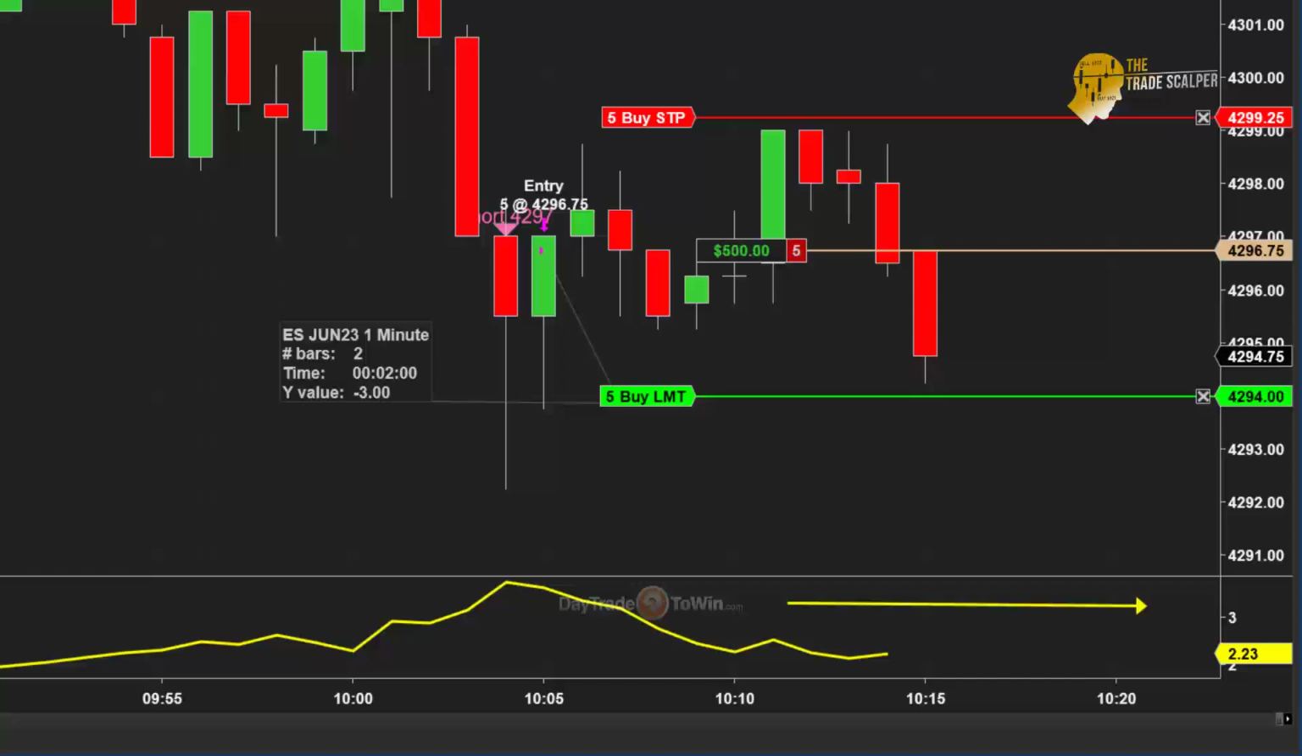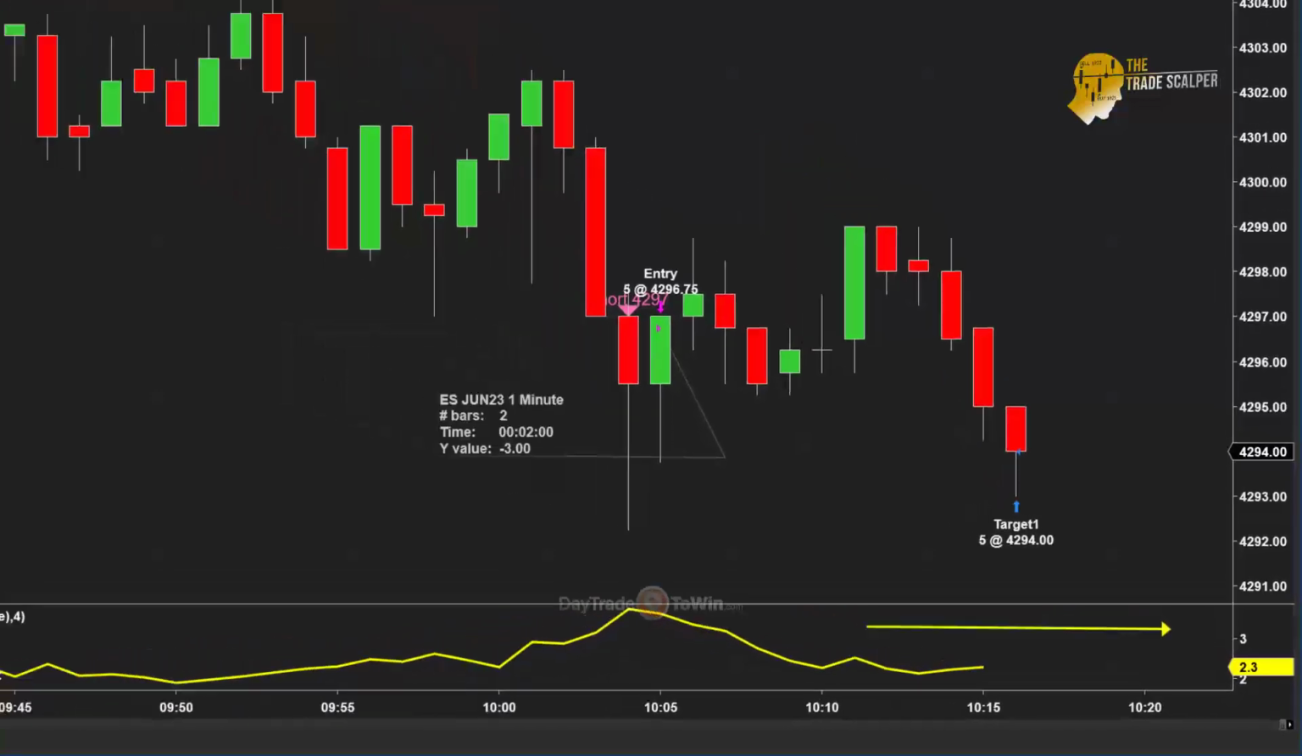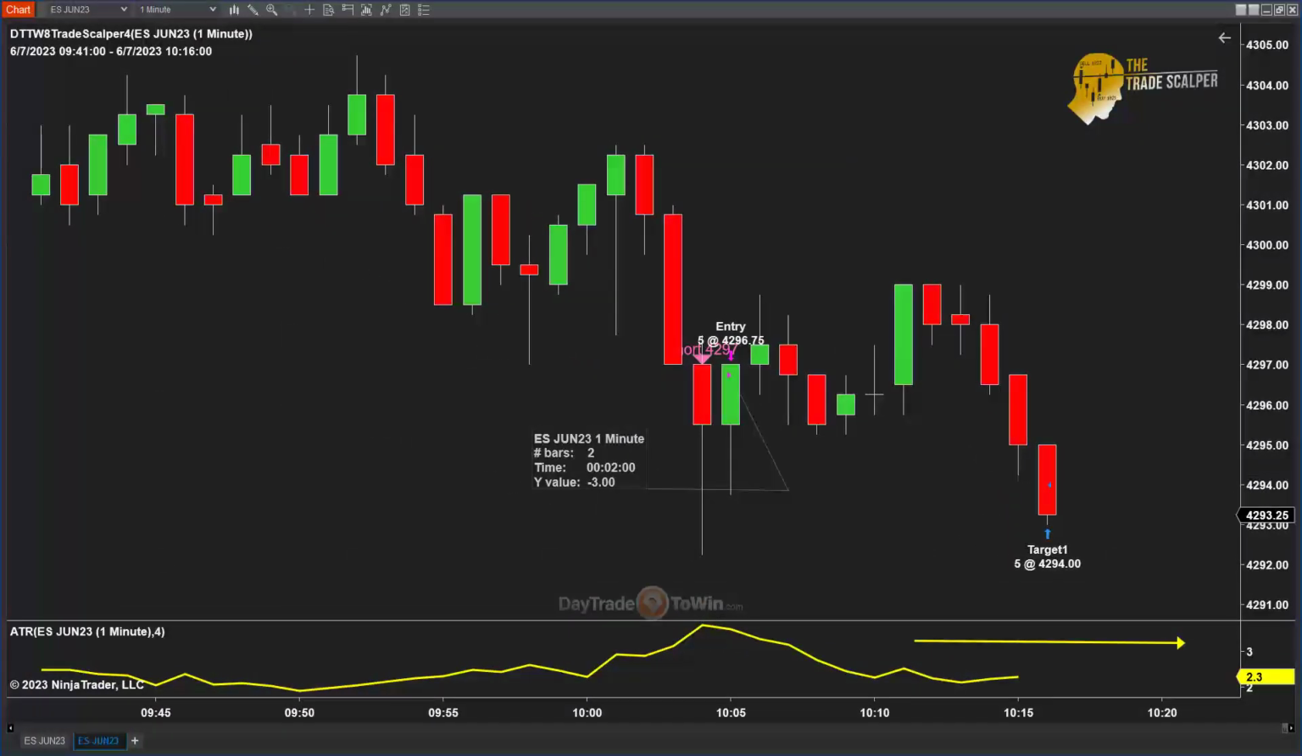Waiting for this target of 42.94, which just hit just now, to be filled. And so for some traders, this is all they need. They just need one trade and done. If you're looking for a follow-up signal, another opportunity to be a buyer or a seller, just follow the signals for the TradeScalper.